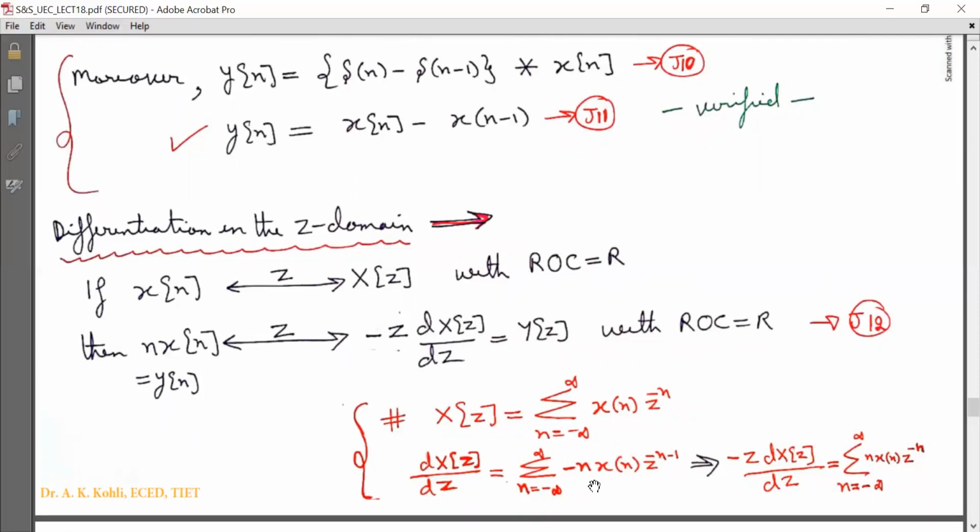Now the rearrangement of this equation leads to minus z dX(z) by dz is equal to the summation over n from minus infinity to infinity of n x(n) z raised to minus n. So look at this equation. It is clear that the z transform of n x(n) is minus z dX(z) by dz. Hence, we have proved the differentiation property in the Z domain.